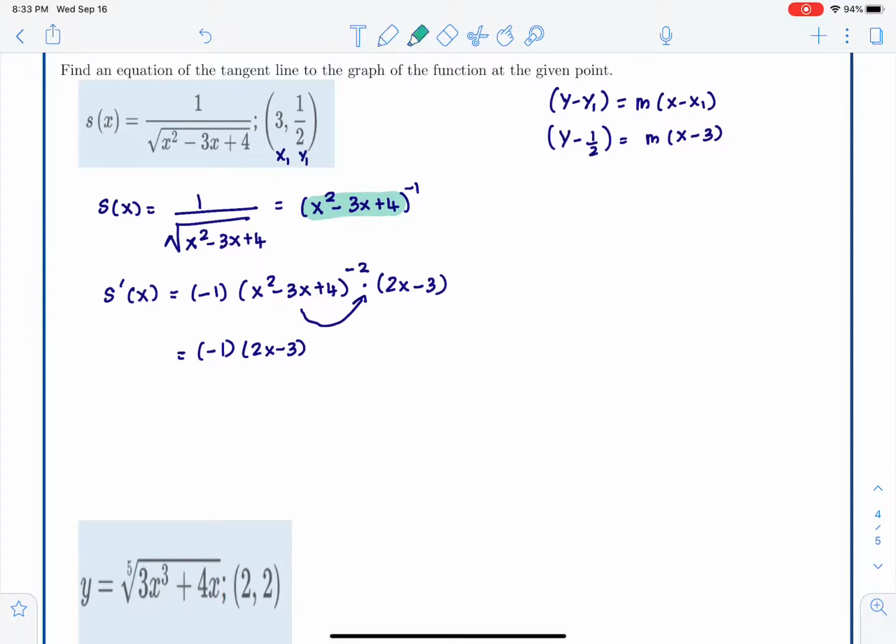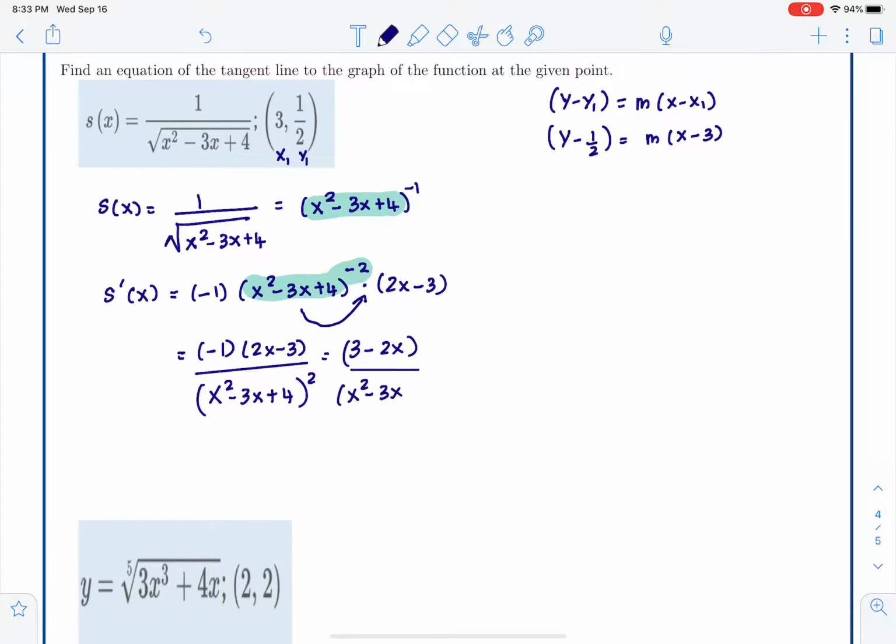Let's move the term in the middle to the denominator. We'll end up getting x squared minus 3x plus 4 raised to. If I distribute the negative, I'll have 3 minus 2x divided by x squared minus 3x plus 4 squared.